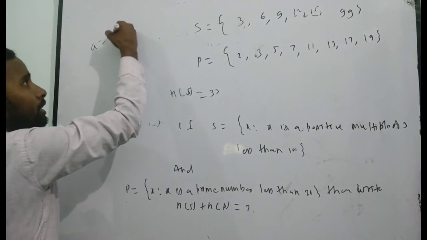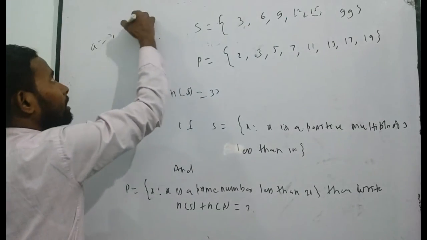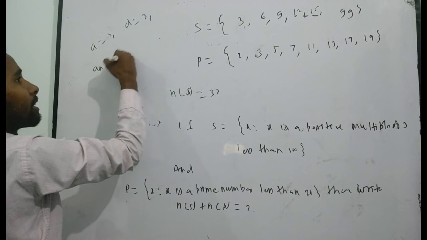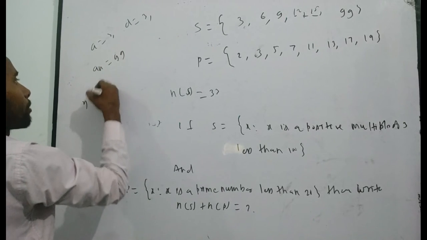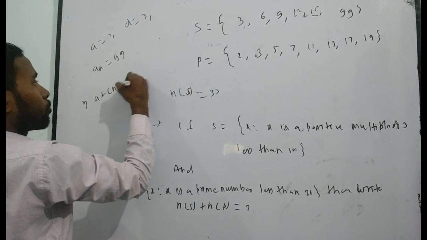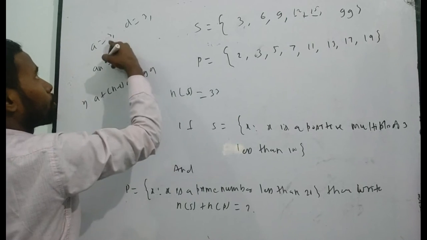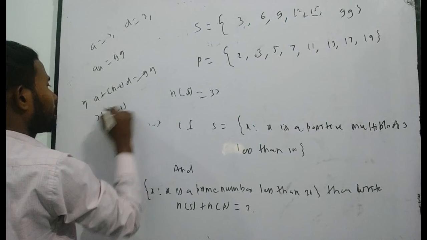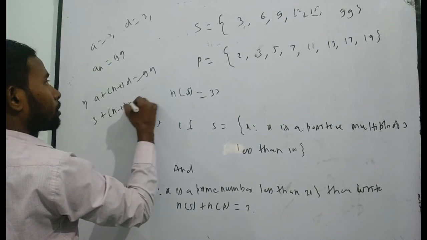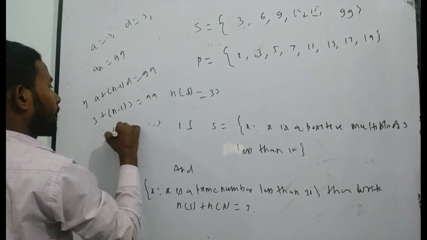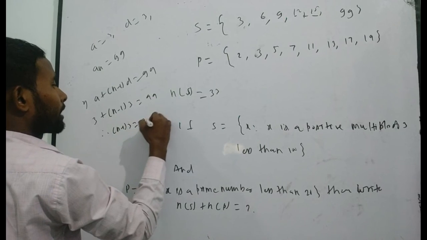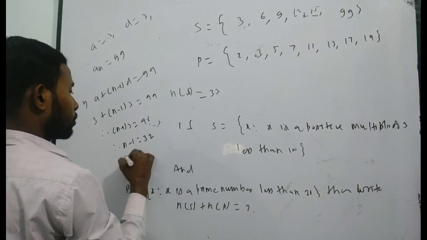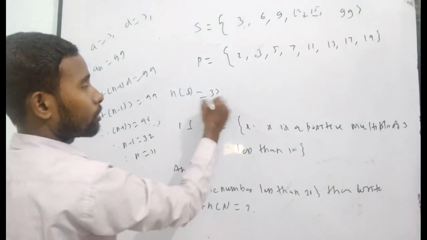A is equal to 3, common difference will be 3. The nth term is equal to 99. As you know, the nth term formula is a plus (n minus 1) into d, equal to 99. A is 3, d is 3. So 3 plus (n minus 1) into 3 is equal to 99. So (n minus 1) into 3 is equal to 96. So n minus 1 is equal to 32, so n is equal to 33.